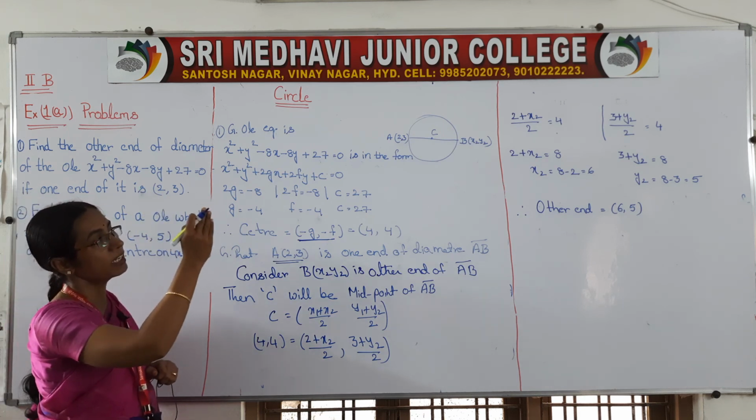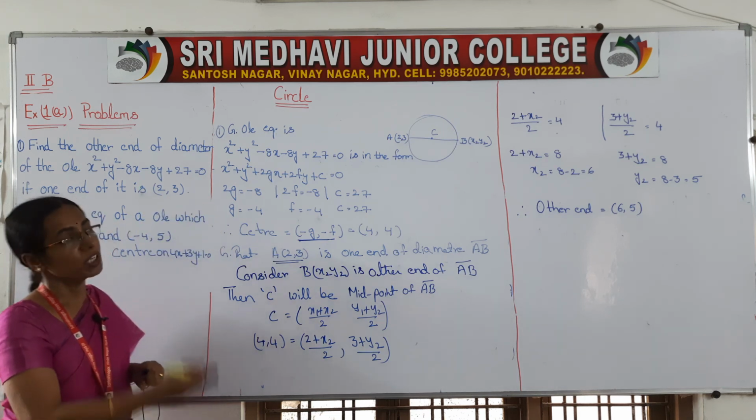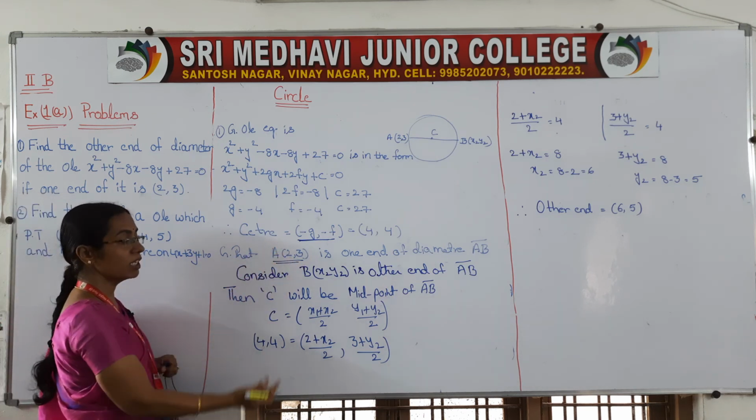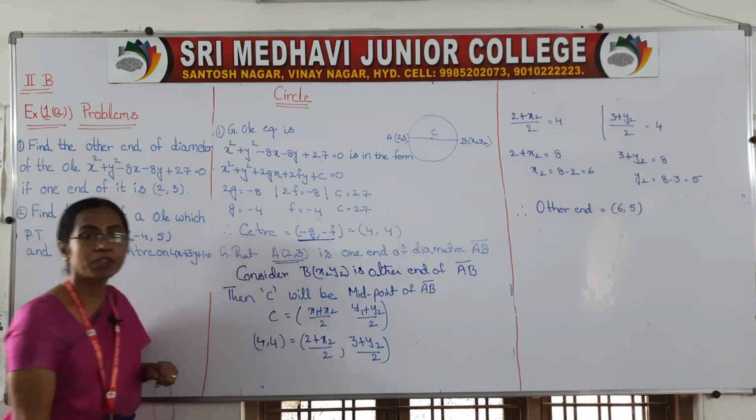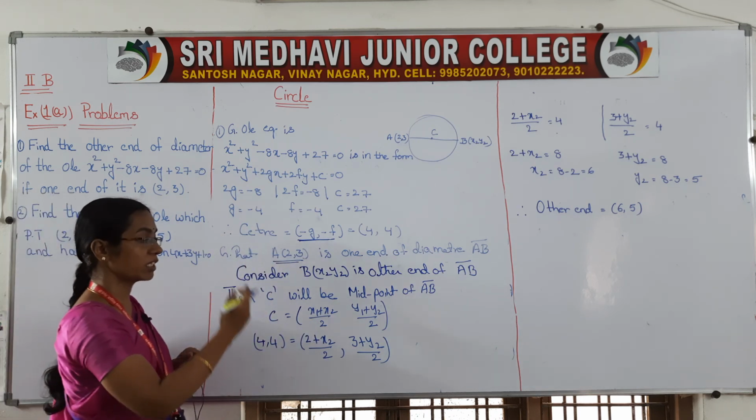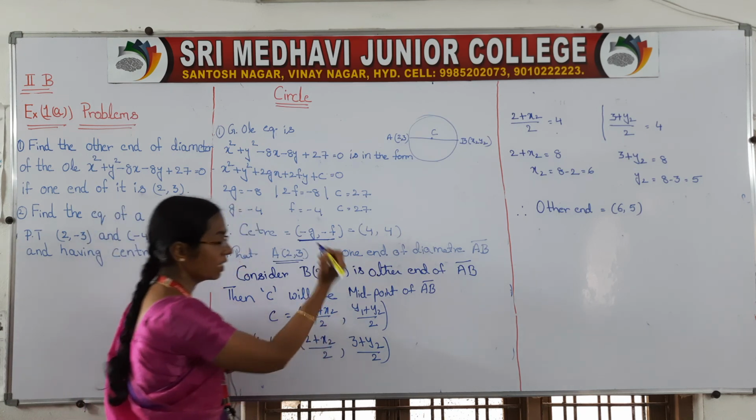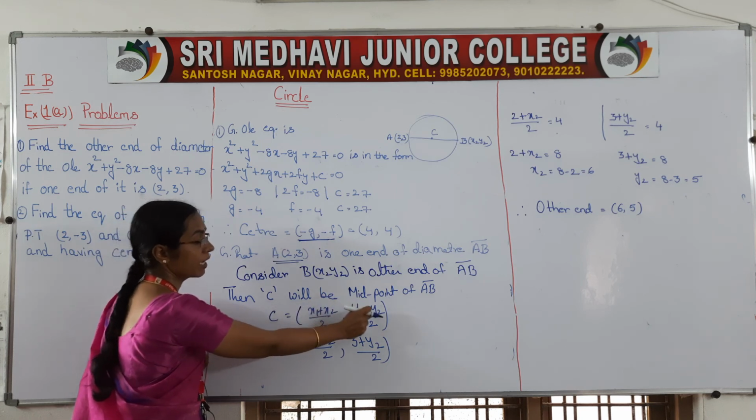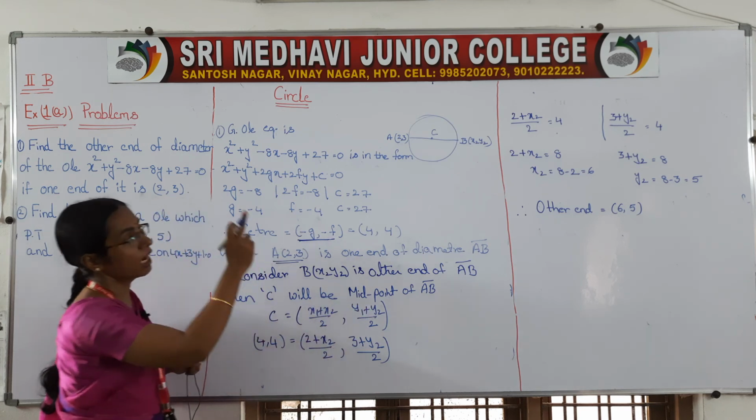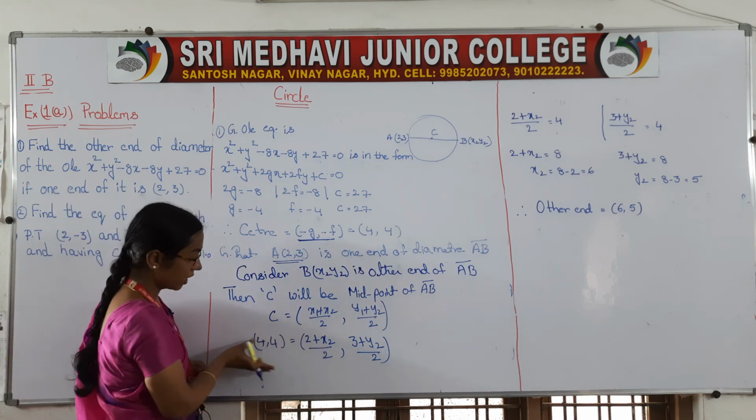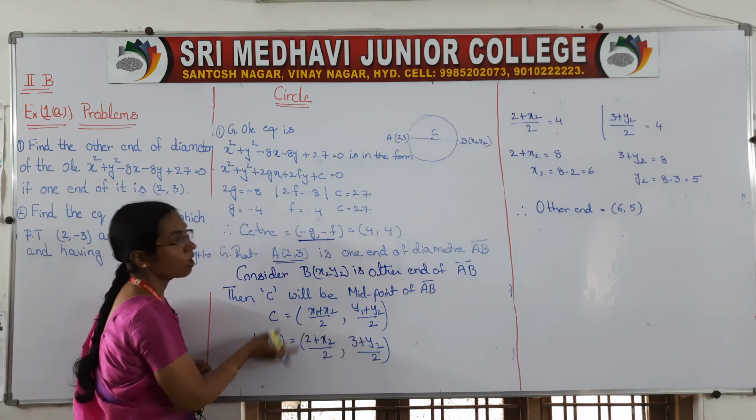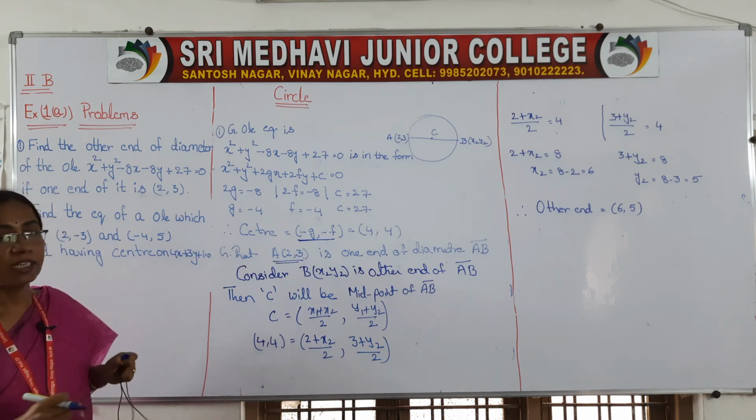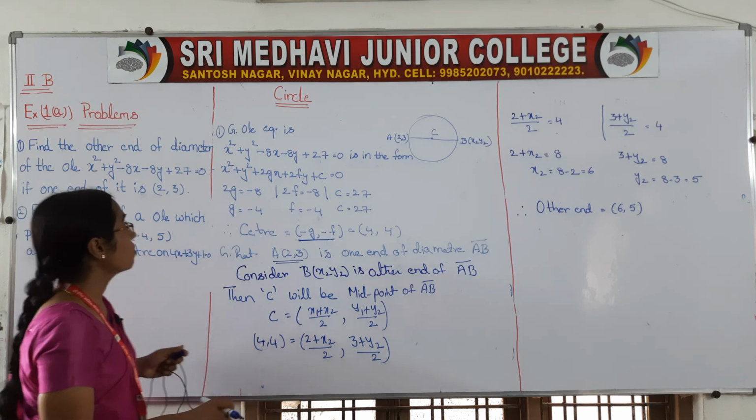So, always center will be the midpoint of diameter. You know it very well. So, we can take center is midpoint of AB means we will take midpoint formula. So, what is the midpoint formula? x1 plus x2 by 2 comma y1 plus y2 by 2. We know x1, y1. We have to find x2, y2. Just substitute and equate the x coordinate to x coordinate, y coordinate to y coordinate. You will get your x2 and y2. That is your other end. This is your first question.